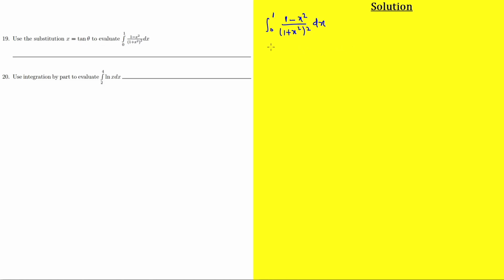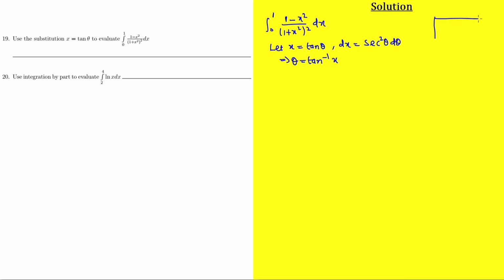Now here, if we let our x be equal to tan theta, that means that our theta is simply arctan of x. Okay, now if you differentiate x, we are going to have sec² theta d theta. Now don't forget that we need to transform the limits.